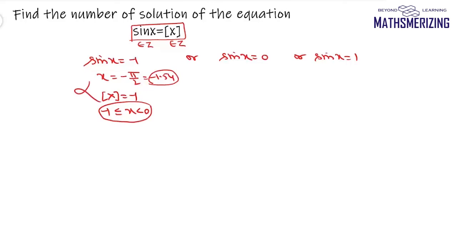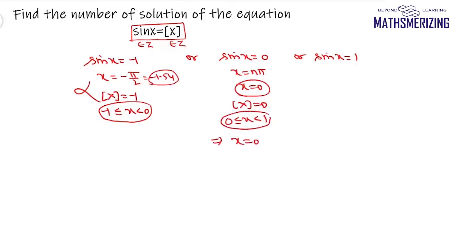Now for the second case, when sin x is 0, then x is simply n pi, and one of the values will be x equals 0. Now if I take the greatest integer function of x to also be 0, then the value of x should lie between 0 and 1. So here we have a simultaneous solution at x equal to 0. So from here, one of the values that I'll get is x equal to 0.